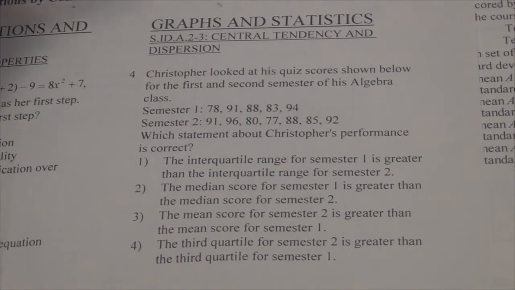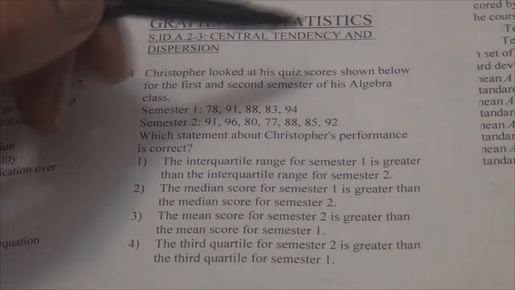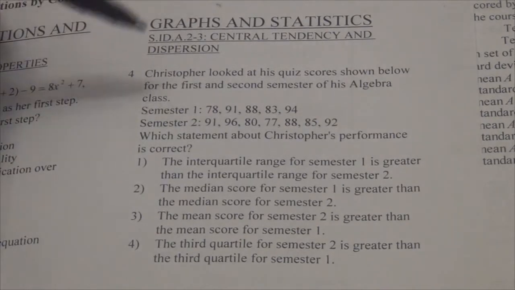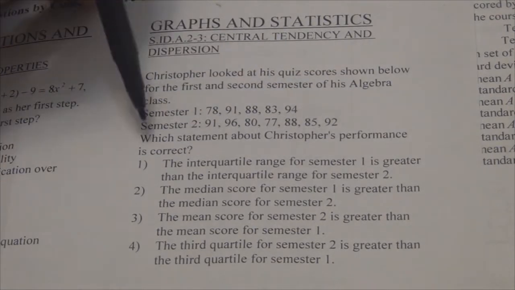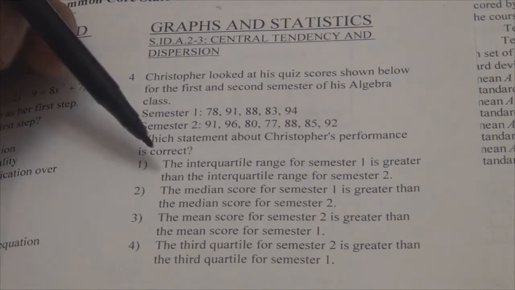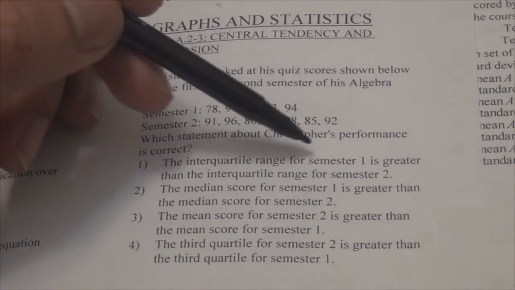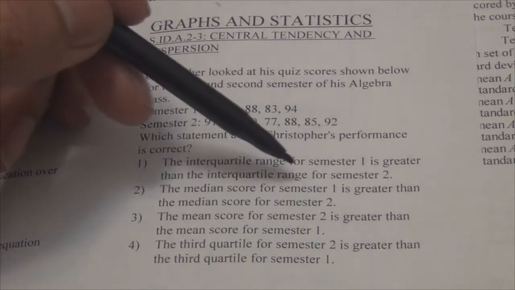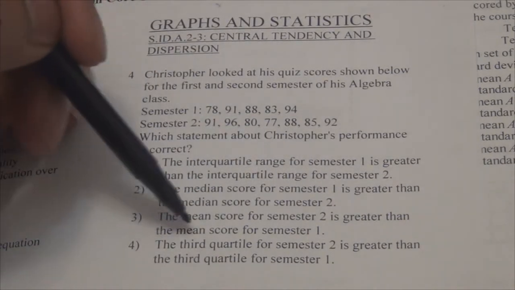It says, Christopher looked at his quiz scores shown below for the first and second semester of his algebra class. And we have semester 1, semester 2. Which statement about Christopher's performance is correct? 1. The interquartile range for semester 1 is greater than the interquartile range of semester 2. The median score, the mean, the third quartile.